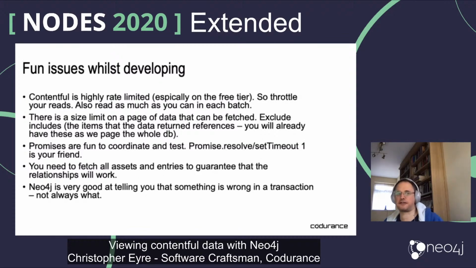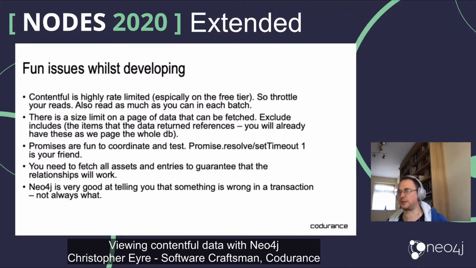Now, this is the other fun stuff I found while writing this: Contentful is highly rate limited on the free tier. So you need to throttle and cache your reads. So find somewhere for caching the data, and read it only when you need to. There's a size limit on each page of data which is fetched, but as I'm reading all the data piece by piece, it's not a problem.